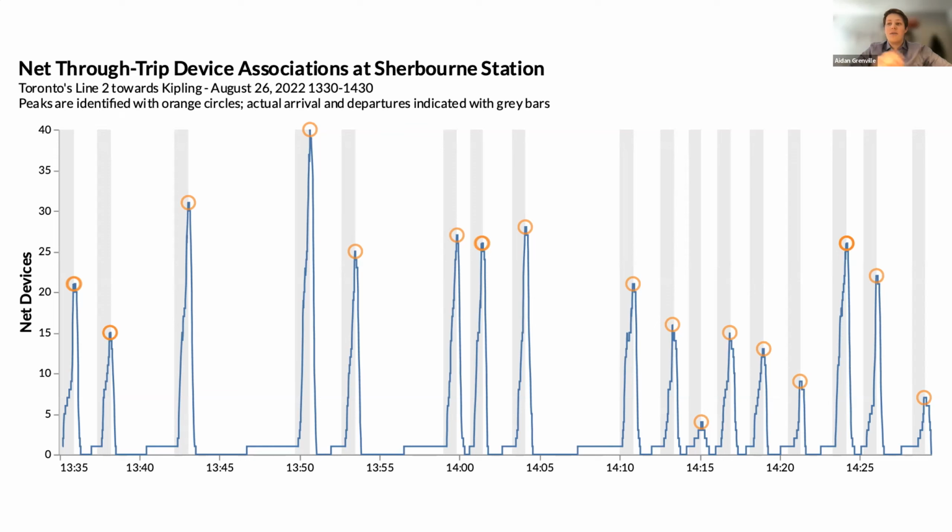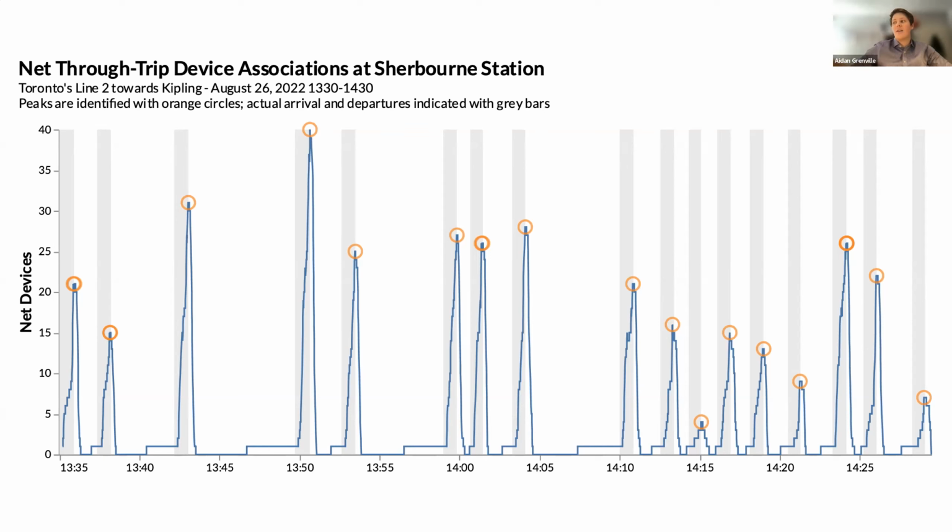And so this graph illustrates a net number of devices and looks at an hour at Sherburne Station. This was on an afternoon in August last year. And the convenient thing is we'd actually gone out and identified ground truth data. So I actually sat in the subway for about an hour at Sherburne and just recorded when trains arrived and left. And as you can see, it was a very successful matching to those gray bars with the device association. So we can say this is quite a reliable method to make those estimates of how trains are moving through the system.